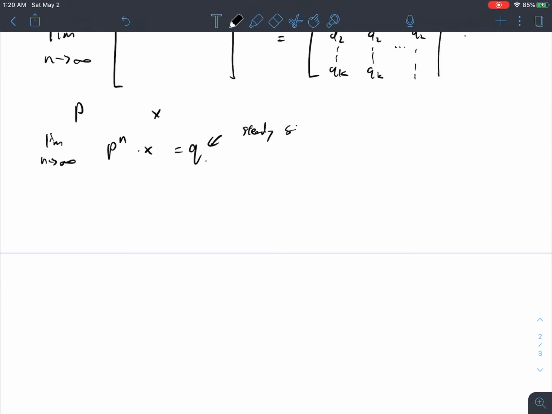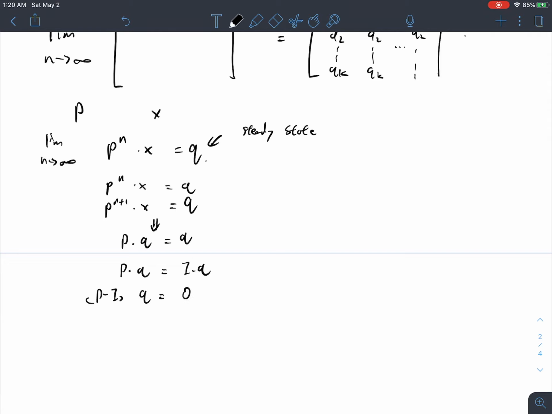So if n is large enough, we have P to the nth power times X equals Q, and P to the n plus 1 power times X is also Q, by the definition of the steady state vector and the regular transition matrix. Let's do some algebra. From these two equations, we have P times Q equals Q. This is amazing because we can rewrite Q as I times Q, where I is the identity matrix. We have P times Q equals I times Q. Rewriting it, we have P minus I times Q equals 0. This is familiar because that means Q is in the kernel of P minus I.